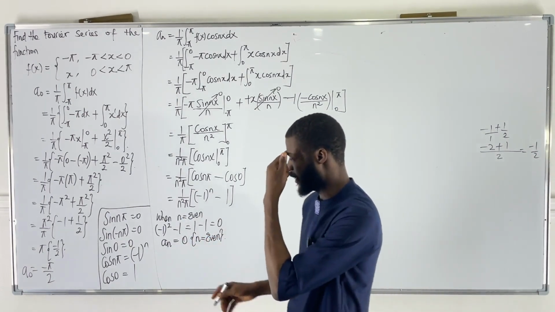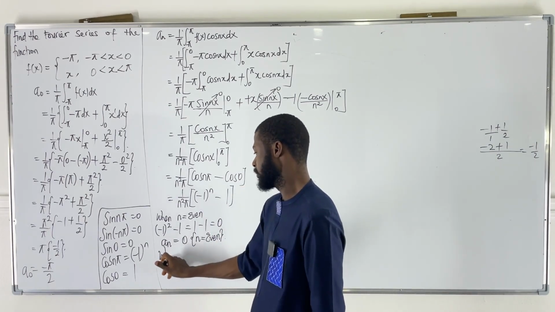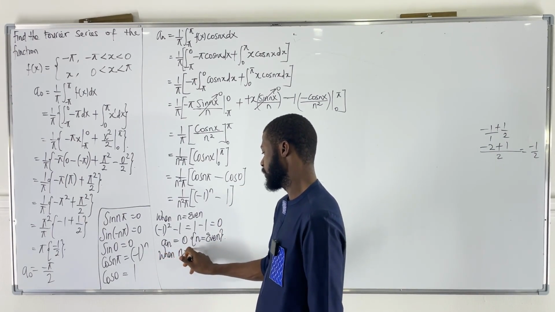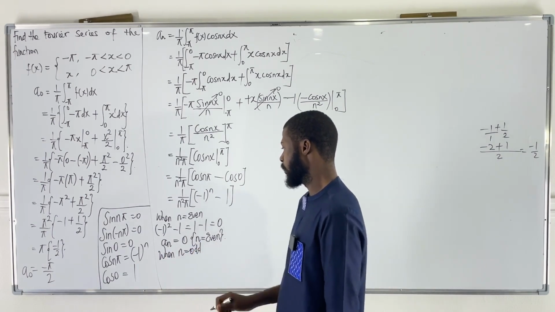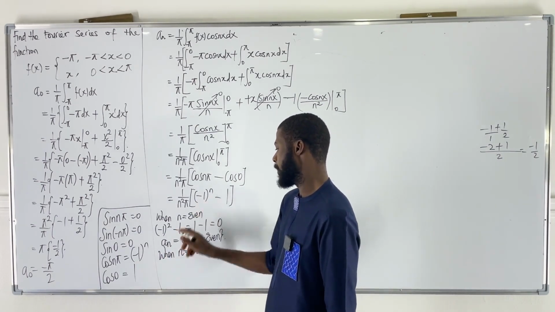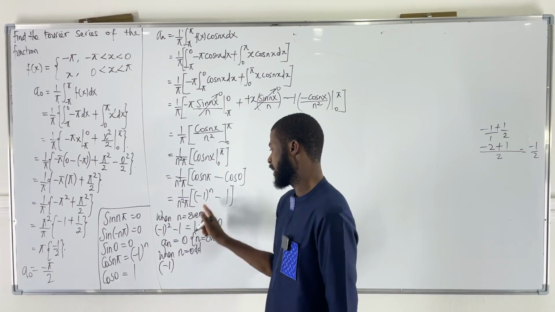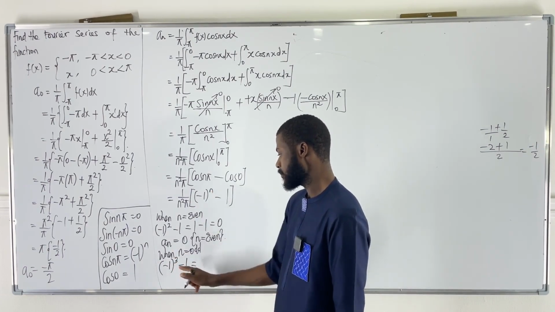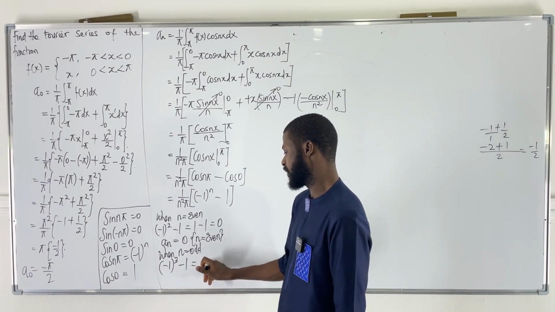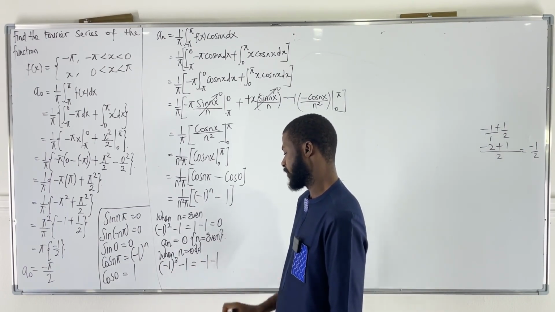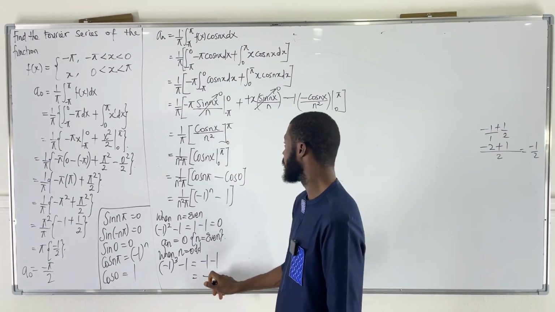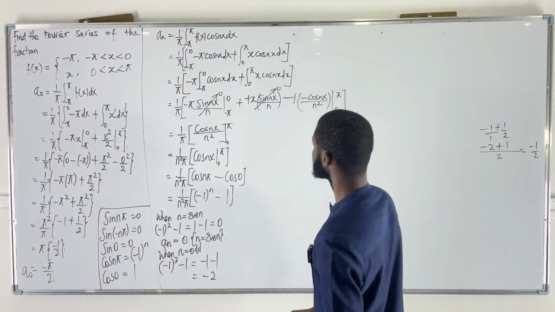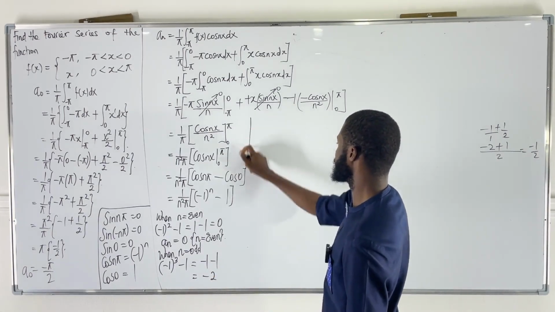Now let's try when n is odd. So when n is odd, we're going to be having minus 1. Let's pick some odd number, 3, and then minus 1. Now minus 1 raised to the power of 3 is minus 1, and then minus 1. Minus 1, that's minus 2. Let me still do it here.